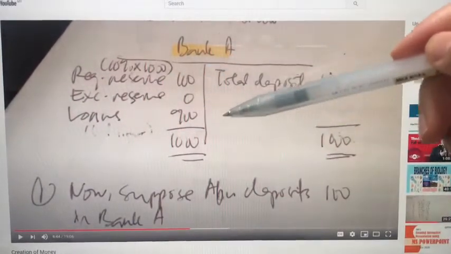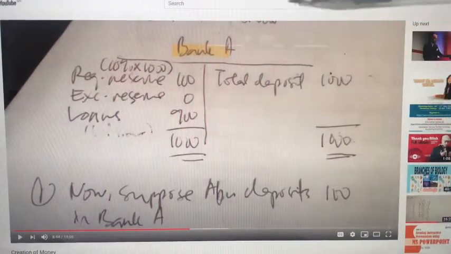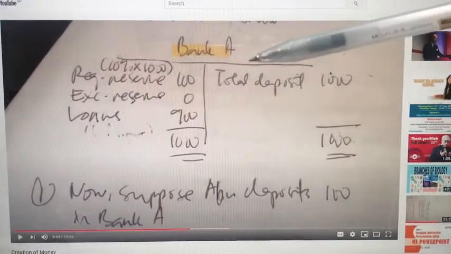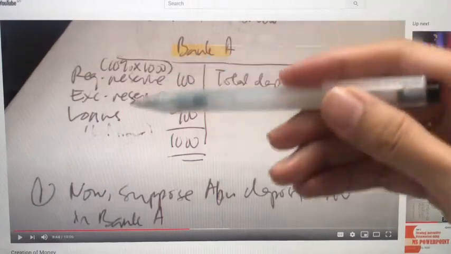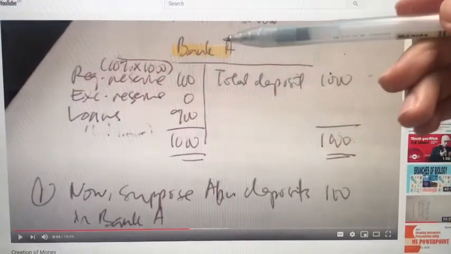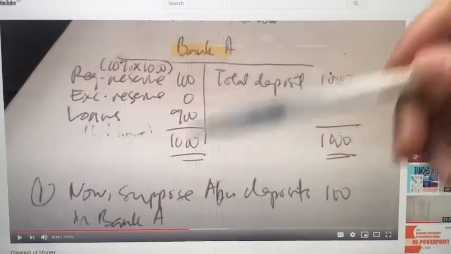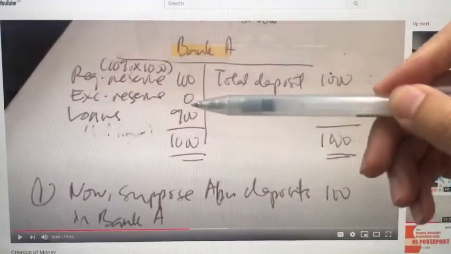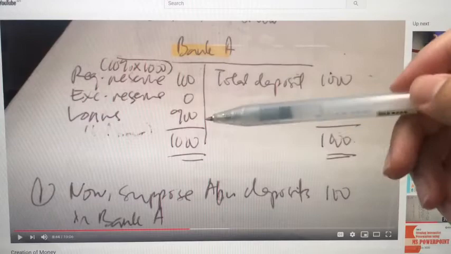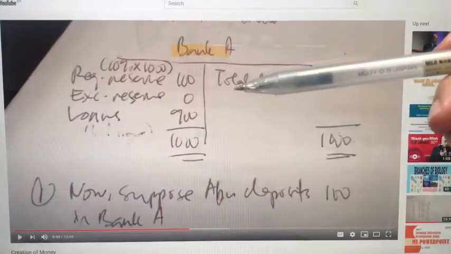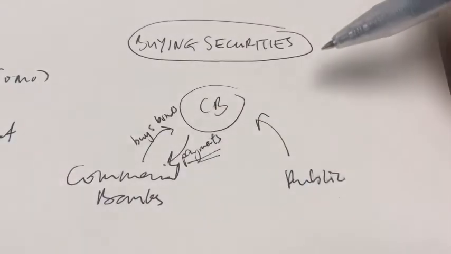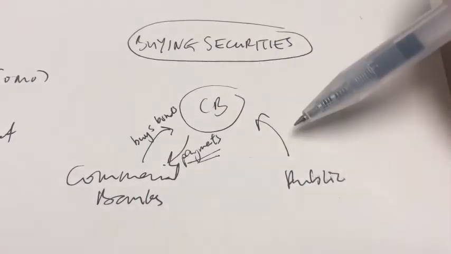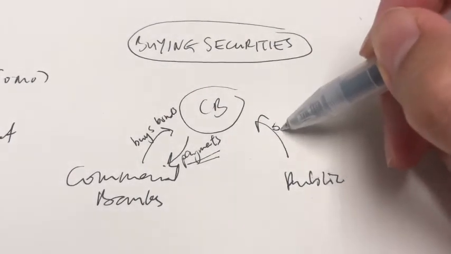So this is what it means by whenever the central bank buys bonds from commercial bank, the amount bought will be increased here in the form of more reserves of the commercial banks. So this increased reserve will increase the lending ability of the commercial banks. Therefore, using the money multiplier concept that we've learned before, money supply will also increase. How about if the central bank buys bonds from the public?